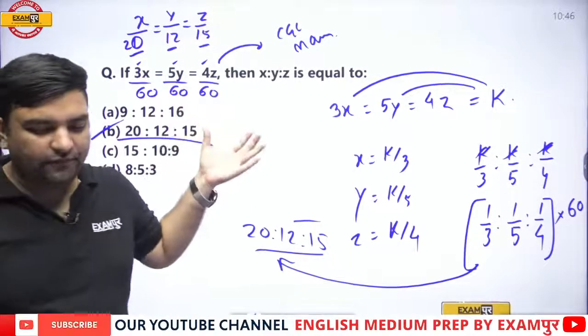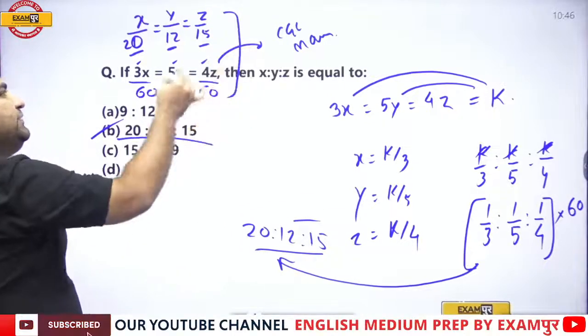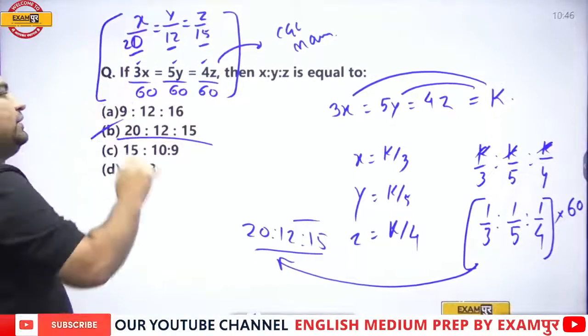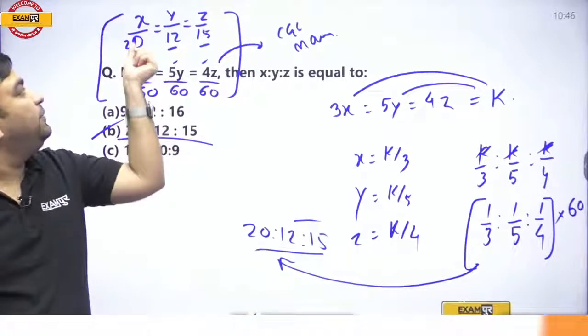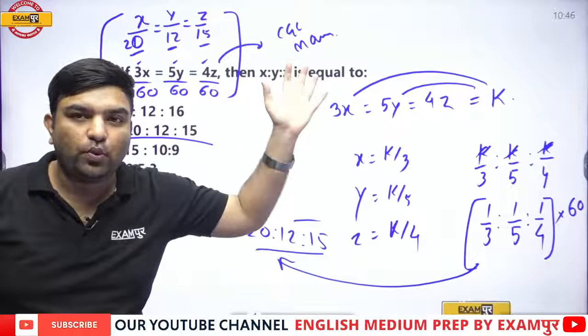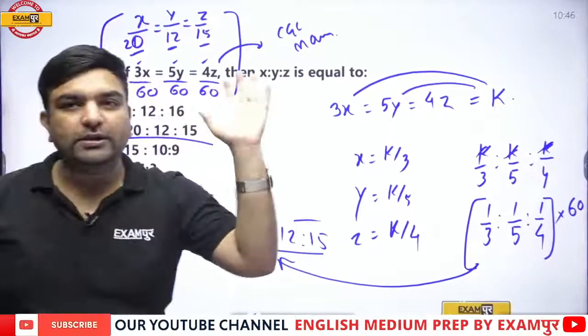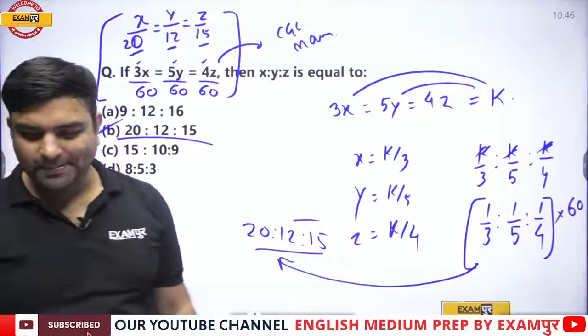In the competitive world, we will directly divide it by the LCM of the numerators. 60. If you divide it by 60, guys, it will become x by 20, y by 12, z by 15. So x, y, z are 20, 12, 15. Answer. Okay.